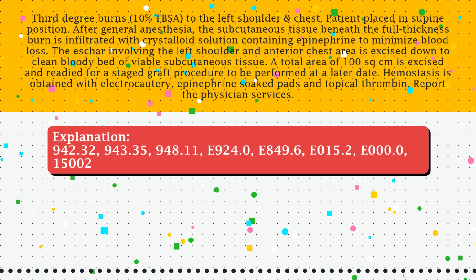942.32, 943.35, 948.11, E924.0, E849.6, E015.2, E000.0, 15,002.